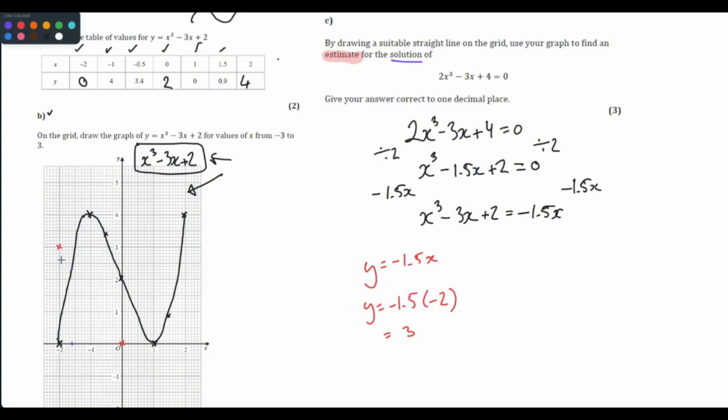Just doing a different colour. Oops, let's try that again. There we go. And then you just read off the graph from here, and that'll be that done. So this would be this point here, that's negative 1.6. So this would be negative 1.6.